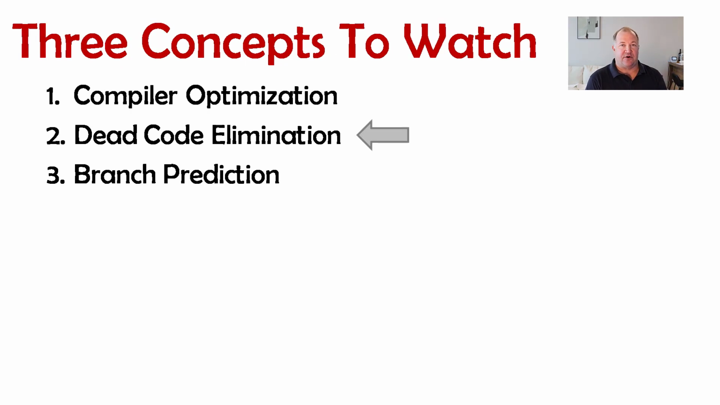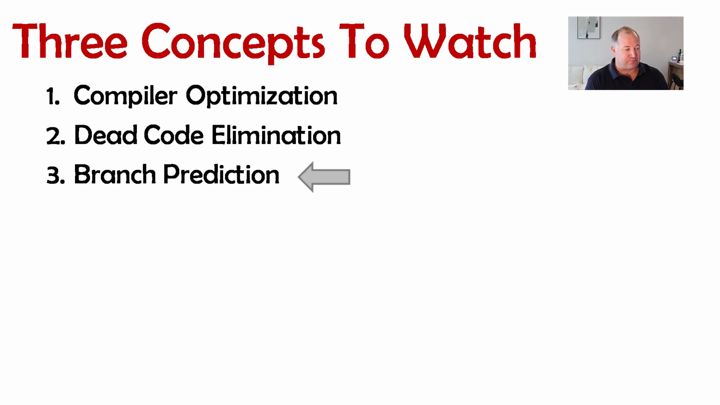The next thing is dead code elimination. The compiler will actually recognize that you have asked it to execute code that serves no purpose. It will simply ignore it and not put it in the binary at all. So you will see examples in the next few minutes where we write code, we try to clock that code, and we get a time of 0 because the compiler just threw it out.